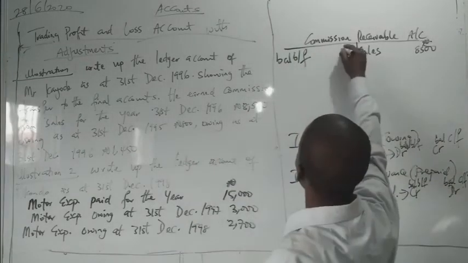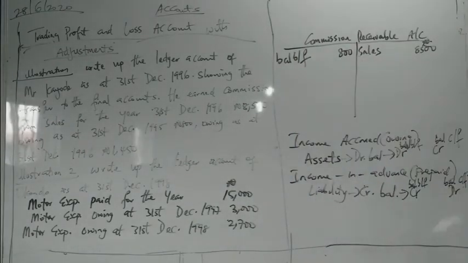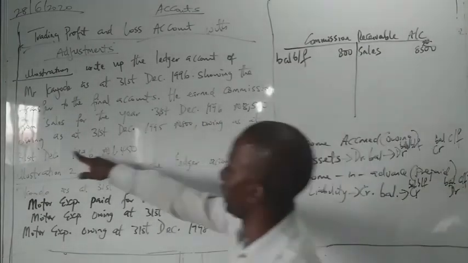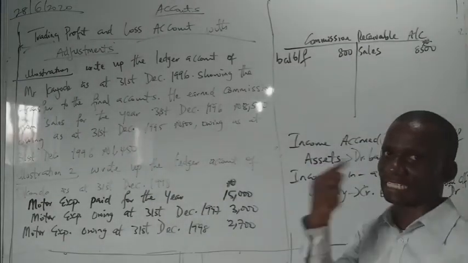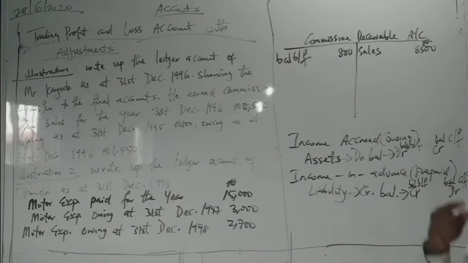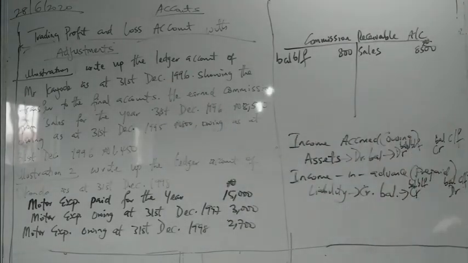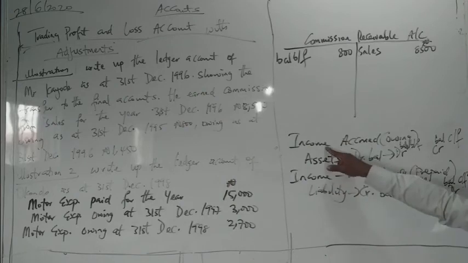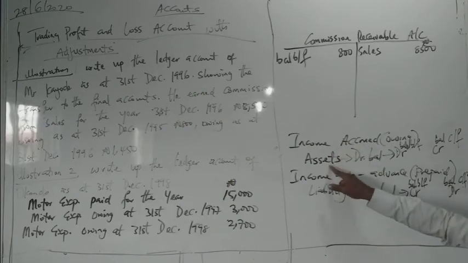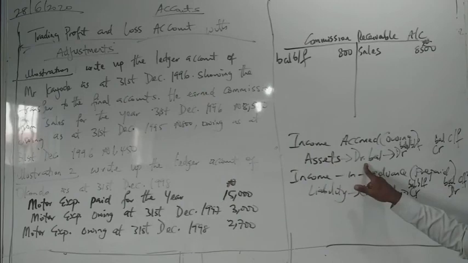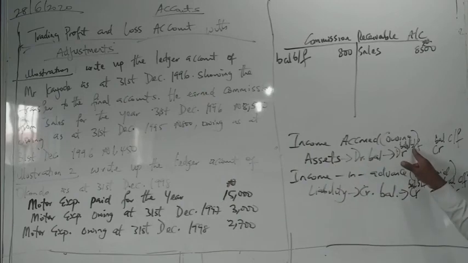How much? 800. So remember again, this is owing as at December 31st. As at December 31st, 95, it is closing balance. But on 1st January 1996, it is opening balance. So as it is opening balance, remember, income accrued is an asset, and if it's an asset, a debit balance. And if it's a debit balance, the opening balance will be on the debit side. So that is why we have opening balance here.